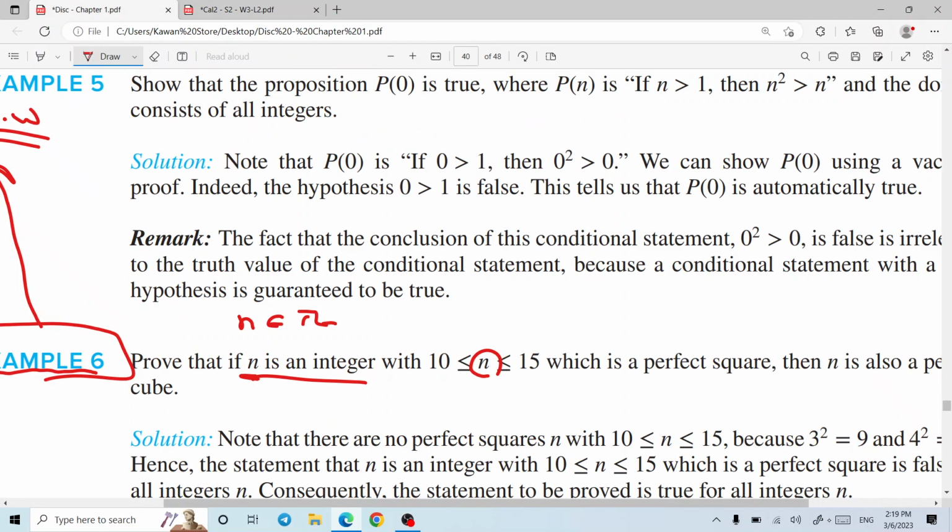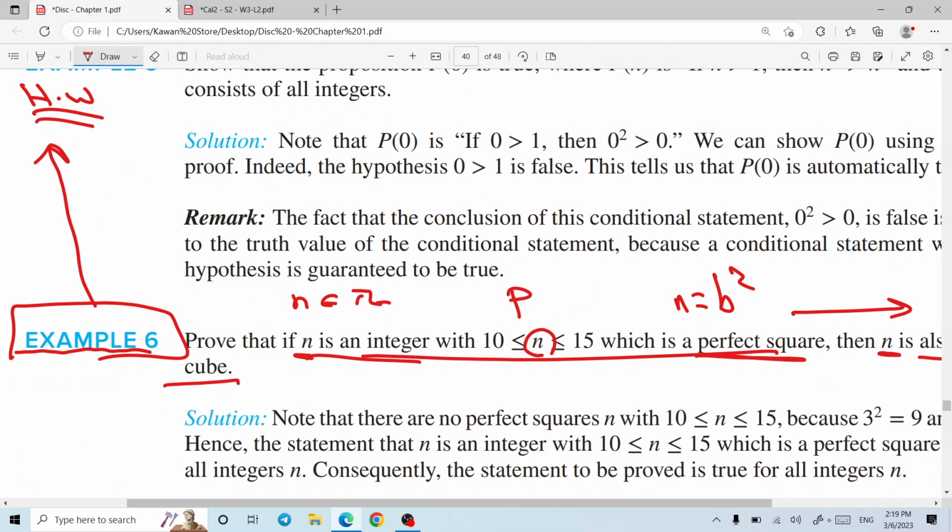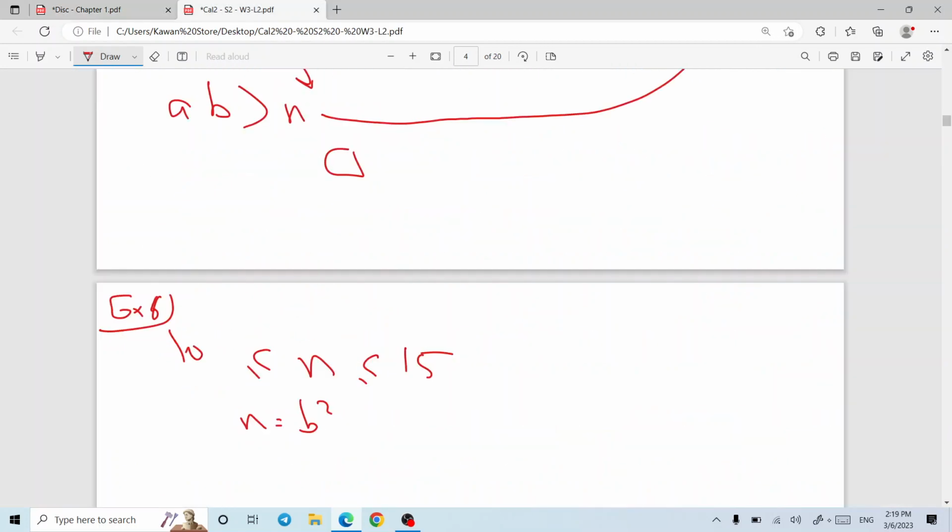Why do I say n is equal to b square? Because it is a perfect square. What do you mean by perfect square? Any number which we can write down like that. Am I right? Then n is also a perfect cube. What do you mean by perfect cube? Show me n is a to the power 3, or b to the power 3, whatever you like.